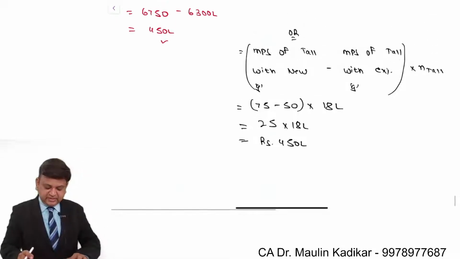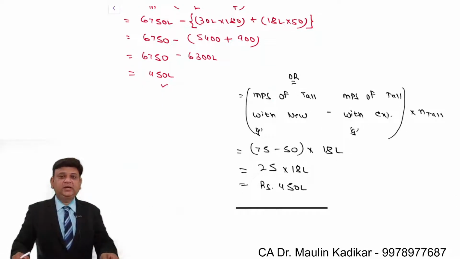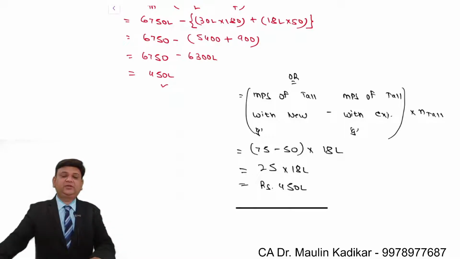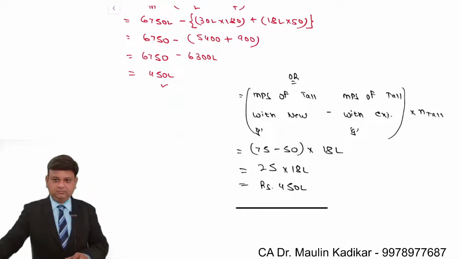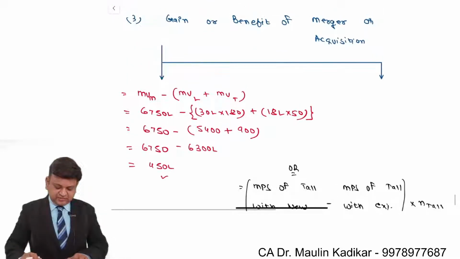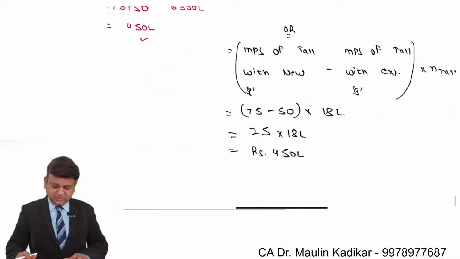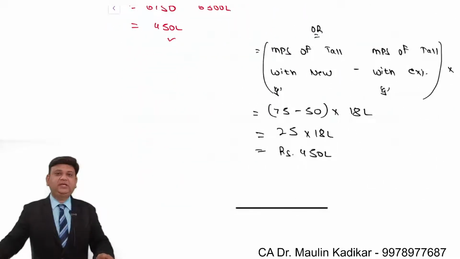Because basically we understand that there is an increase in the market value of the merged firm, or there is a gain due to merger only because of the change in the growth rate of the target company. So this is the way we are required to make the calculation of the gain or benefit due to merger, taking both the companies into account together.